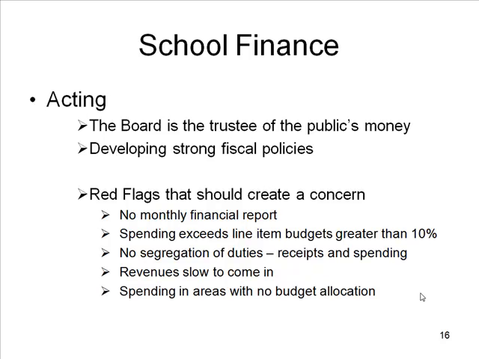When revenues are slow coming in, you should be asking questions as to why. On the school aid side, the state doesn't pay the first school aid payment for the fiscal year until October 20th. That starts the clock on the 11 payments you're going to receive from the state, starting in October, going all the way through to August.